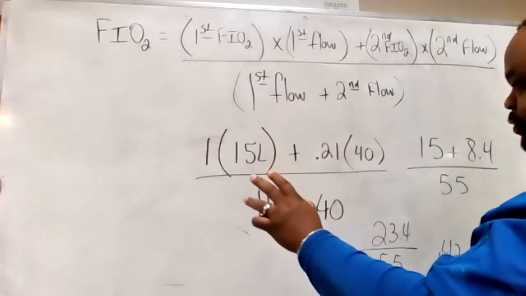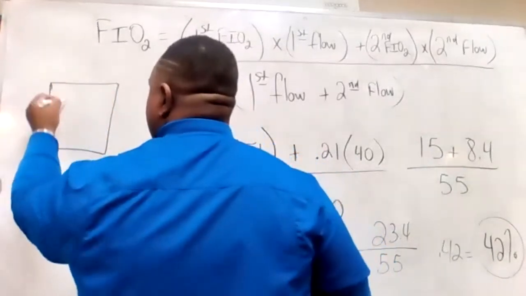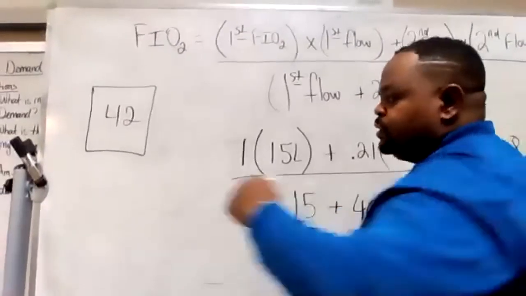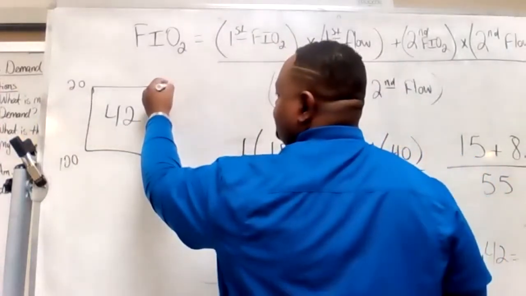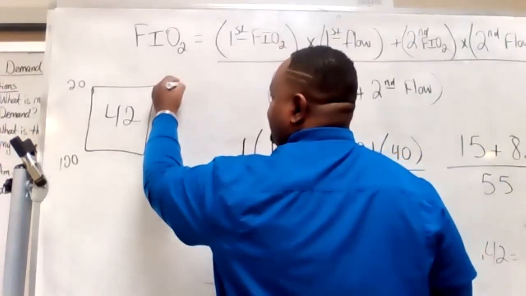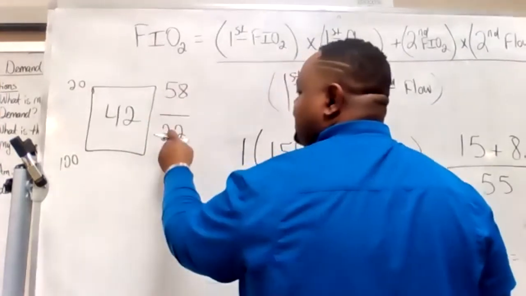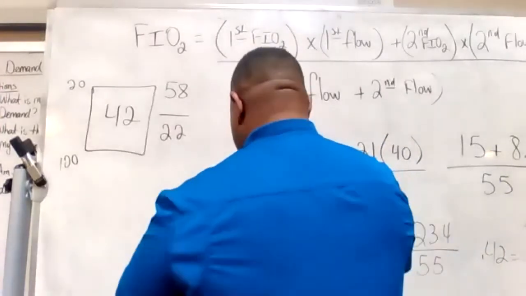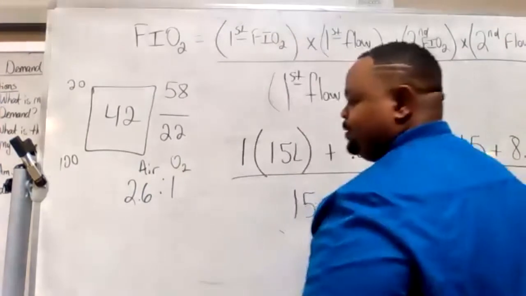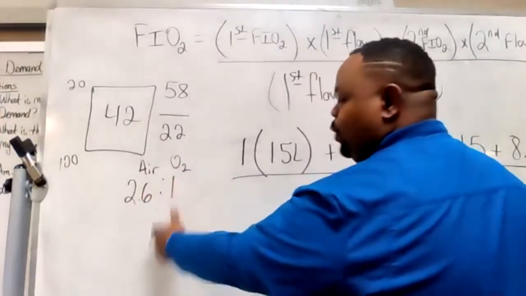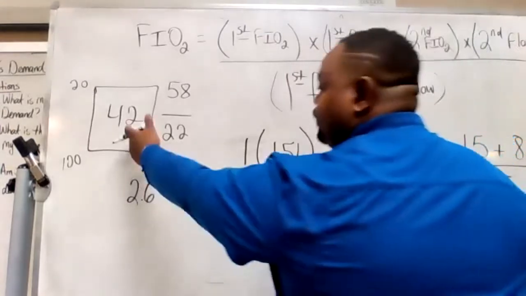And so this is how you do it. Don't think too fast. The magic box is the FiO2, and we already know our FiO2 is 42%. So put 100 here and 20 here. 100 minus 42 is 58. 42 minus 20 is 22. So 58 divided by 22 is 2.6. So 2.6 air to 1 oxygen. The parts of that 42% are 2.6 to 1, the air to oxygen ratio for 42%.